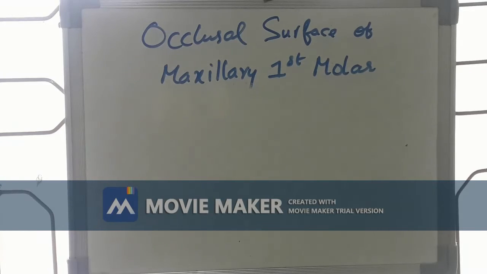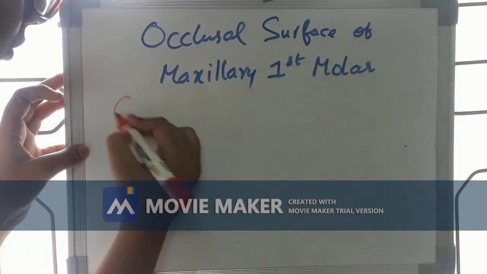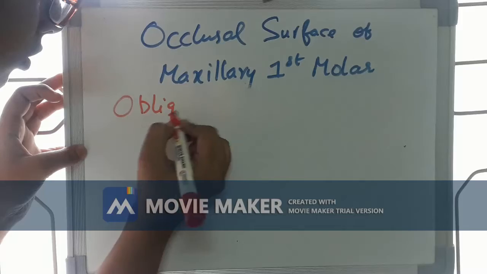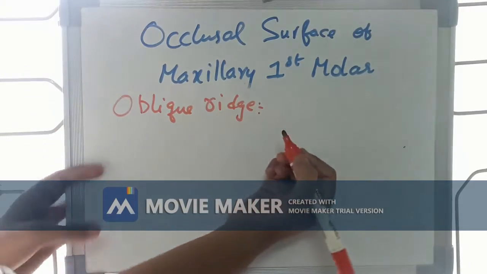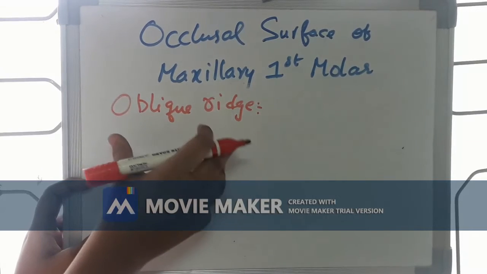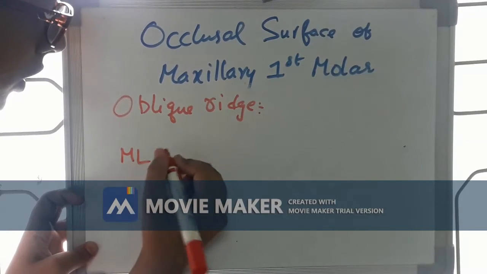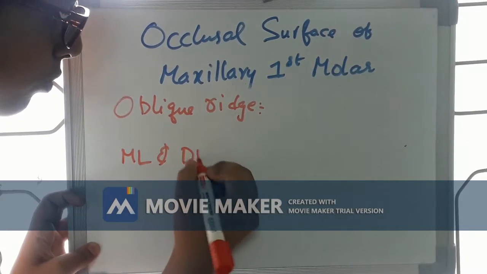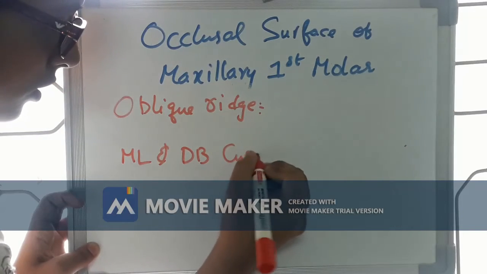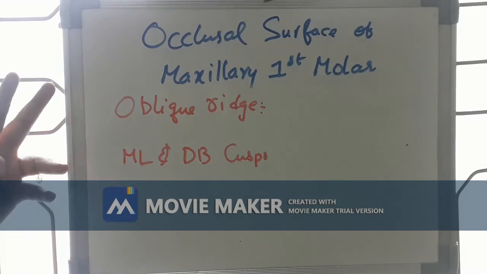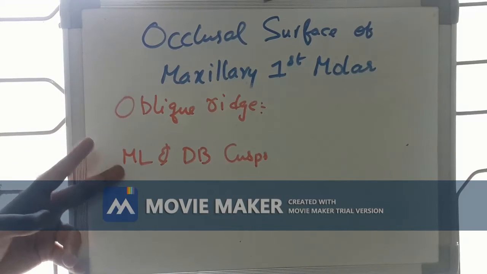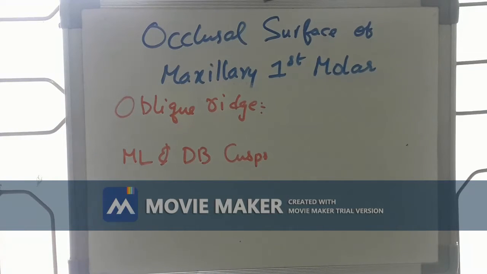And there is another ridge, the oblique ridge. This oblique ridge is seen between the mesiolingual and distobuccal cusps. So here we have three ridges: mesial marginal ridge, distal marginal ridge, and the oblique ridge. The oblique ridge joins the mesiolingual and distobuccal cusps.